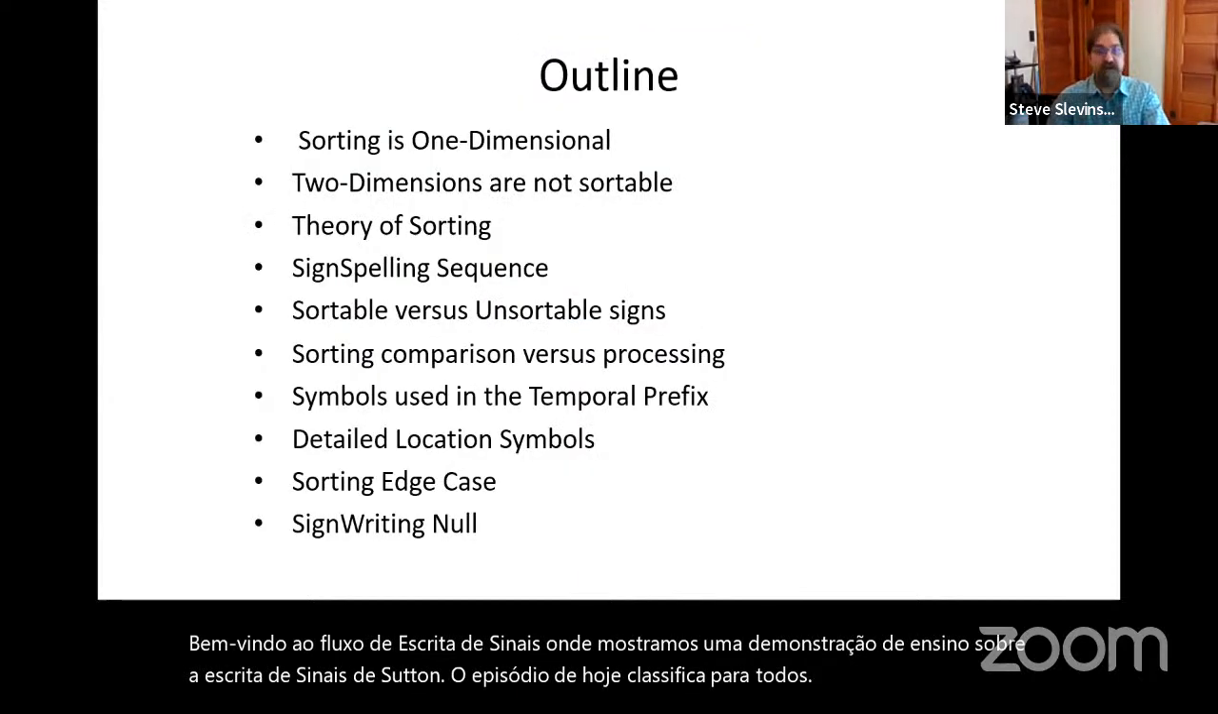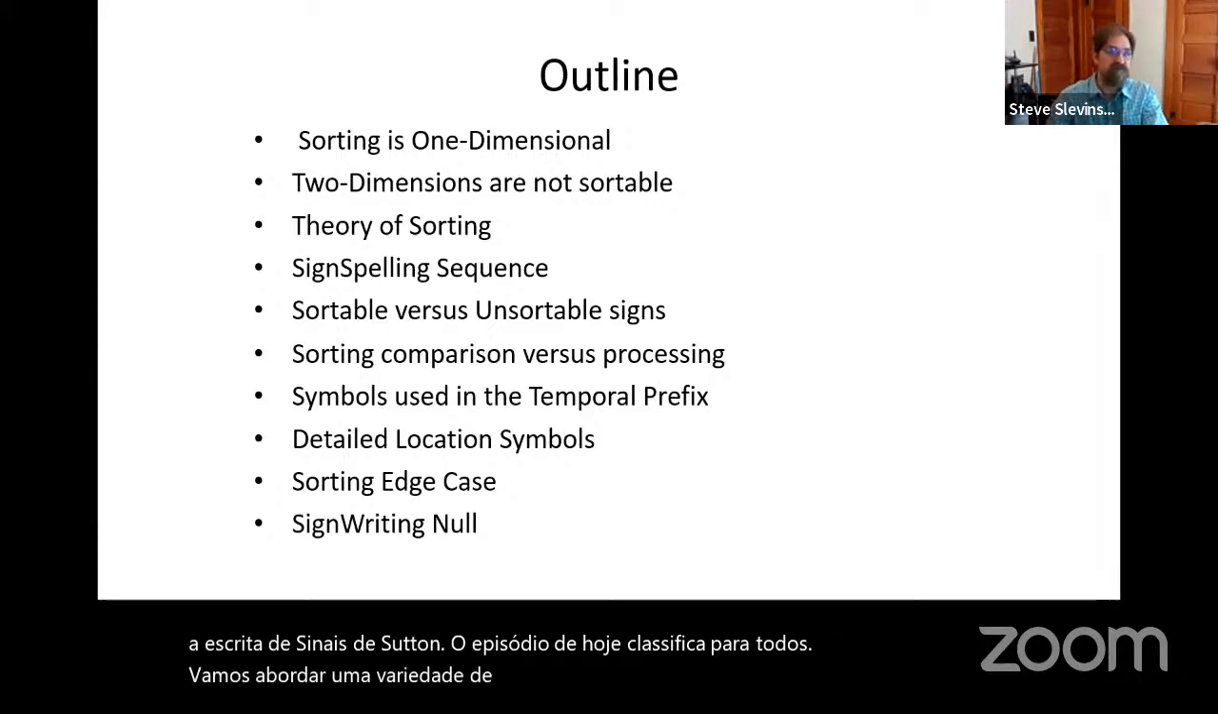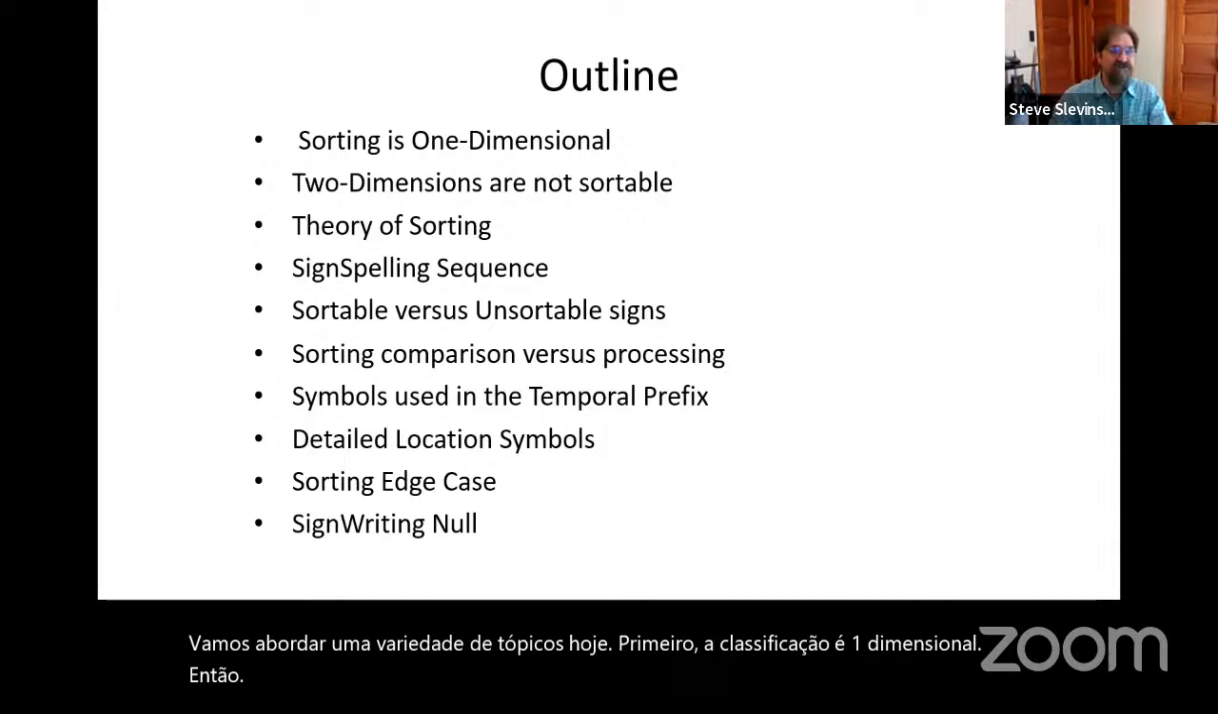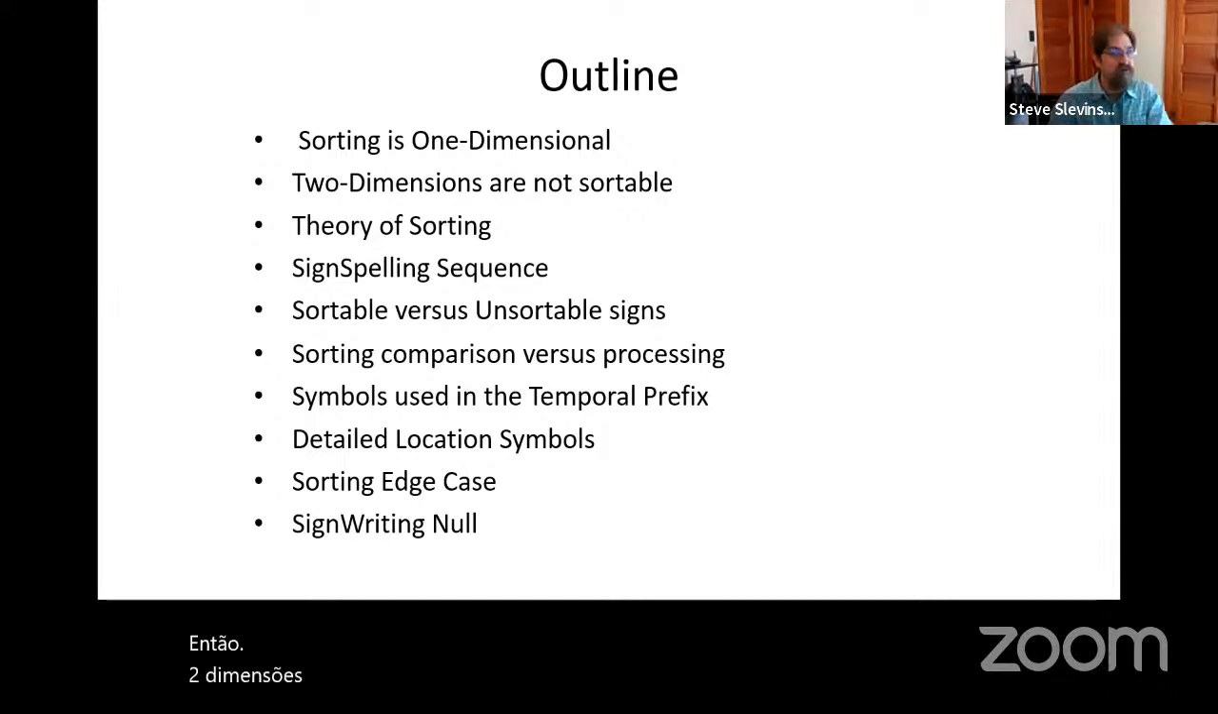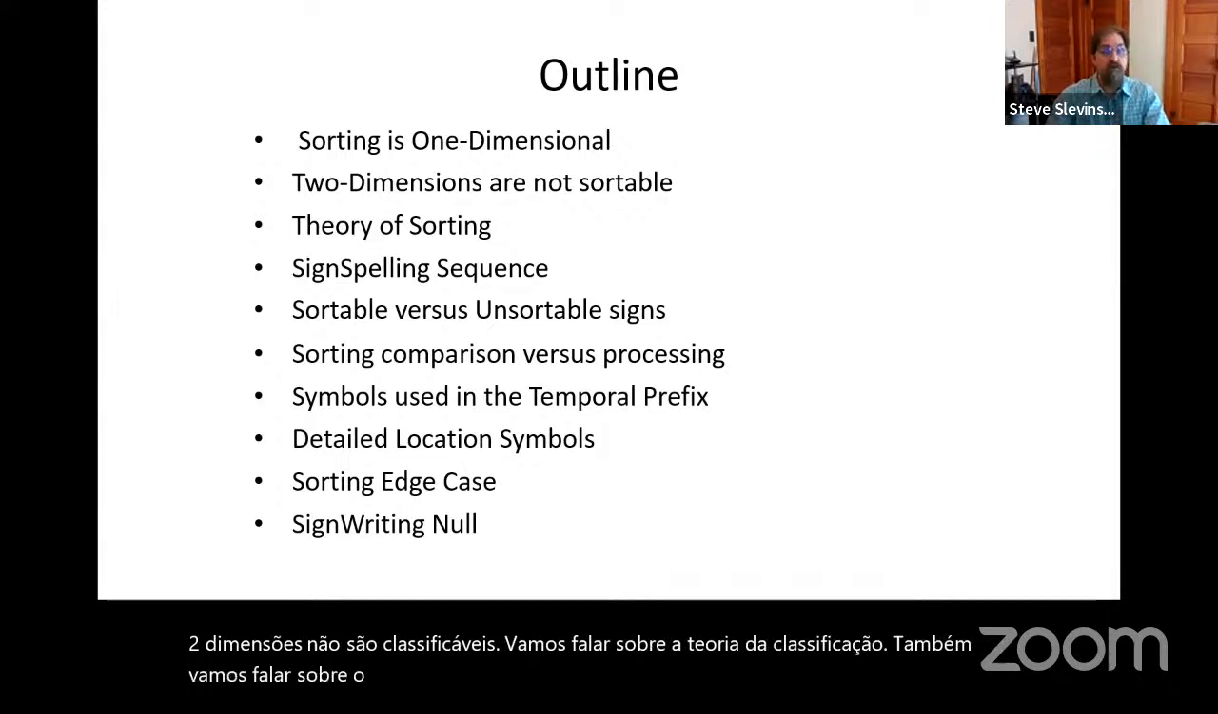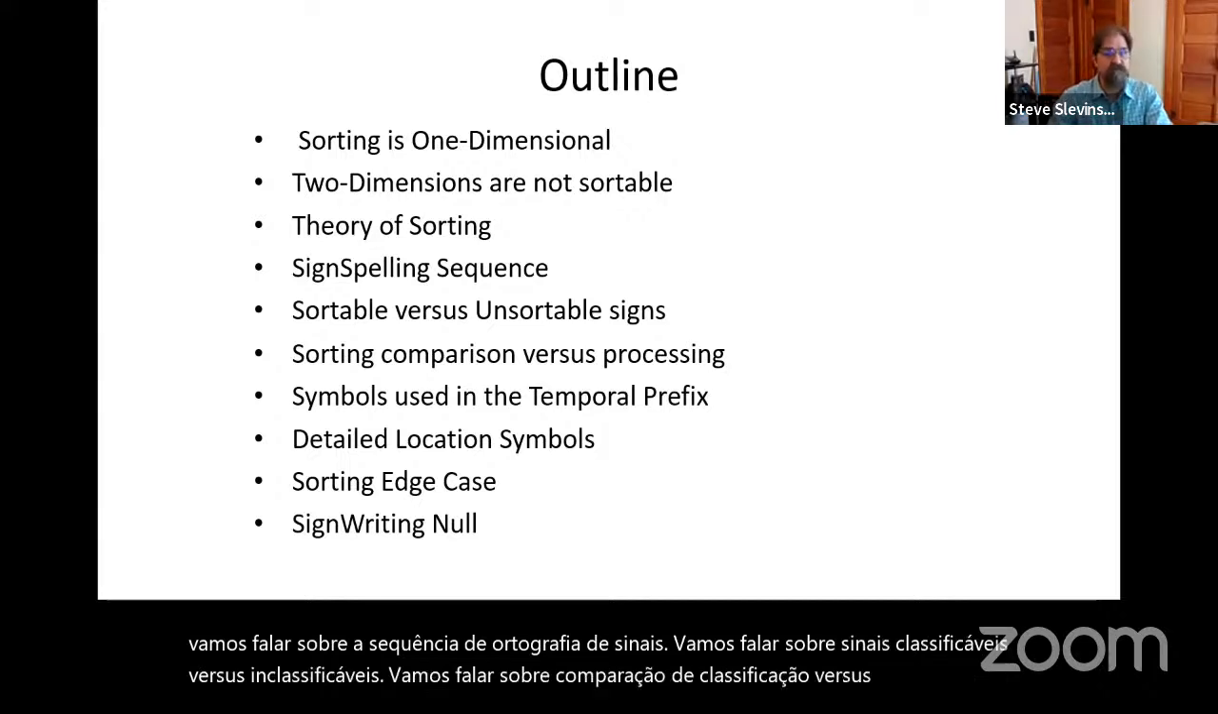We're going to cover a variety of topics today. First, sorting is one-dimensional. Two dimensions are not sortable. We're going to talk about the theory of sorting. We're also going to talk about the sign spelling sequence. We're going to talk about sortable versus unsortable signs. We're going to talk about sorting comparison versus sorting processing.